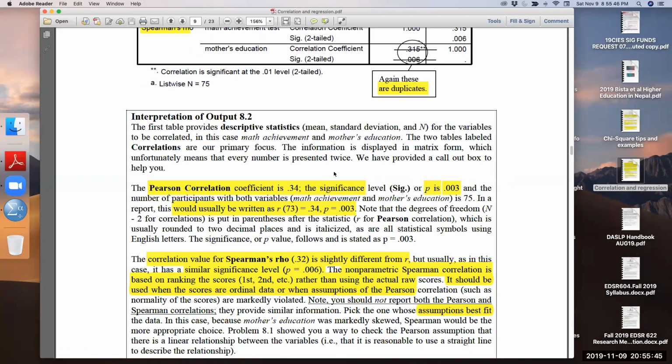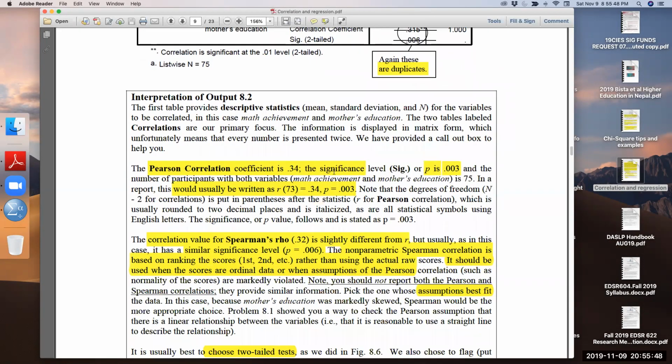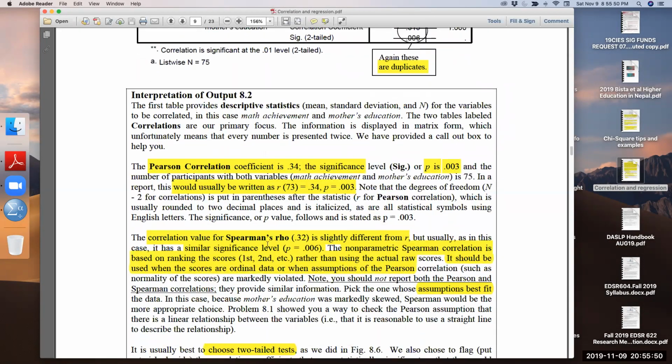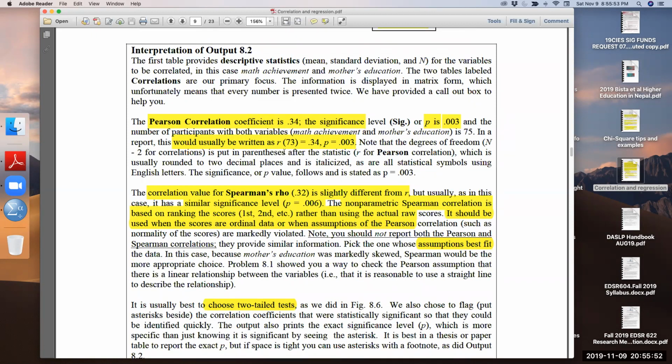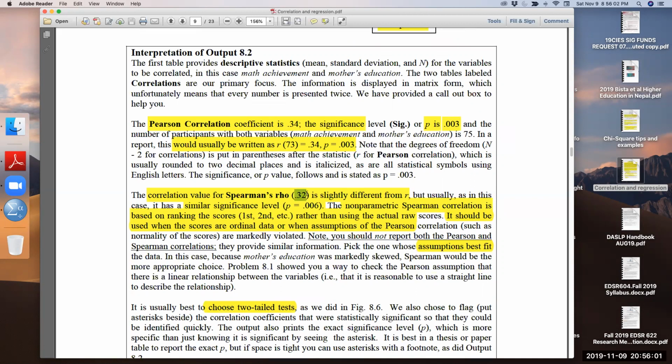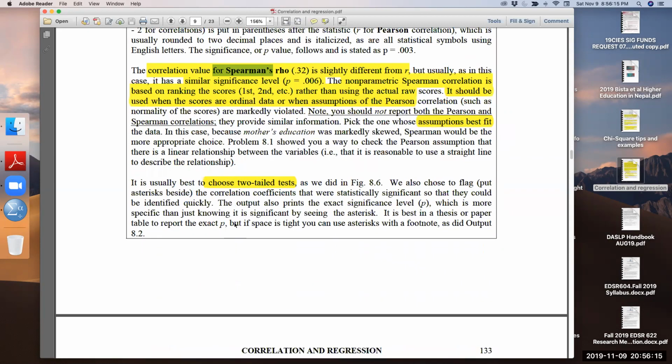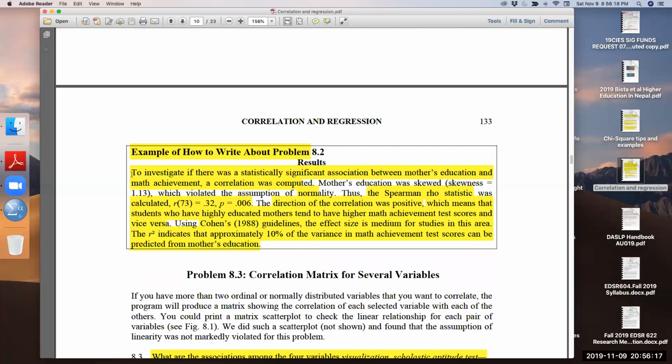Here is a non-parametric correlation. The scores of the Pearson correlation and Spearman's rho are not that different, 0.34 and the other one 0.32, but the only difference is for non-parametric correlations. When you have rankings, such as second, third, or a Likert scale 1 to 5, it is recommended to run Spearman correlation. And this is super important.